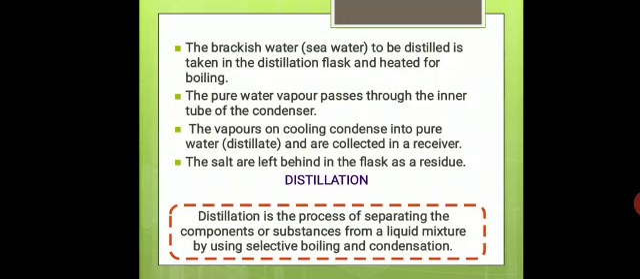What is the first step happening here while heating? First it is evaporating the liquid. So evaporation takes place first, followed by the vapors getting condensed. So distillation is a combination of what? Evaporation and condensation. Now we can see the definition in a box. Distillation is the process of separating the components or substances from a liquid mixture by using selective boiling and condensation.